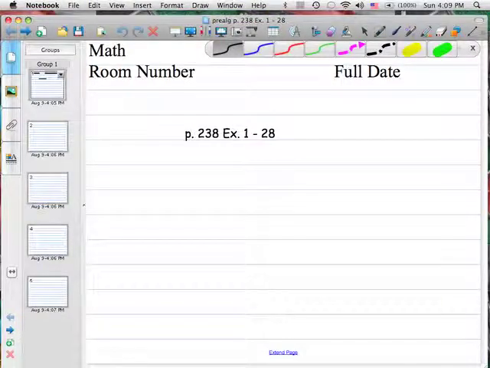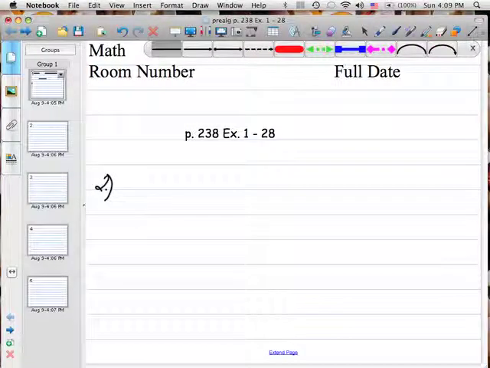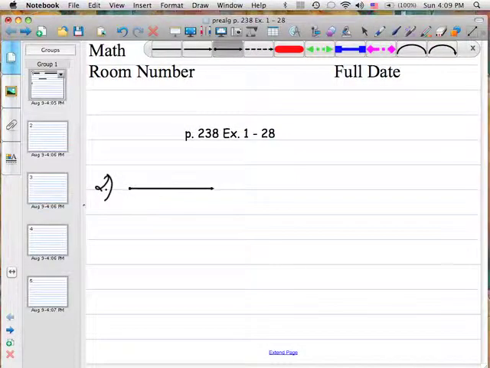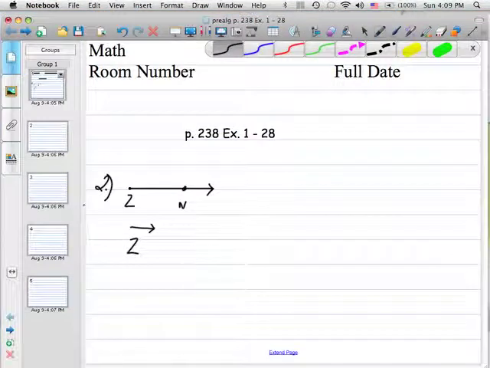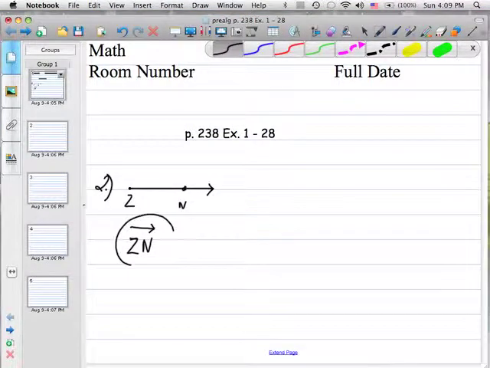Problem number 2, the directions are name each figure. Number 2, we have a ray drawn, and its endpoint is Z, and a point on the line is N. So we will name it using the symbol and starting with its endpoint, ZN. So that's ray ZN is our answer.